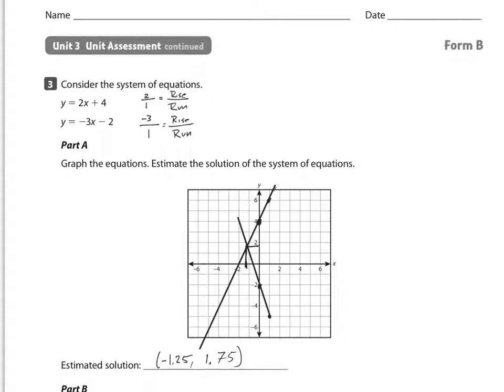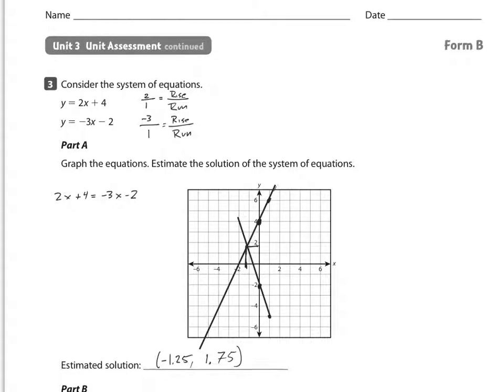Okay, and again, this is an estimated solution. If you want to know how precise you are or to get the right solution after you graph them, the only thing you need to do is 2x plus 4 is equal to -3x minus 2. When you solve for x, you're going to get your x coordinate, and then just plug it in to get your y coordinate to check your answer. And that's going to be what you need to do for part B.